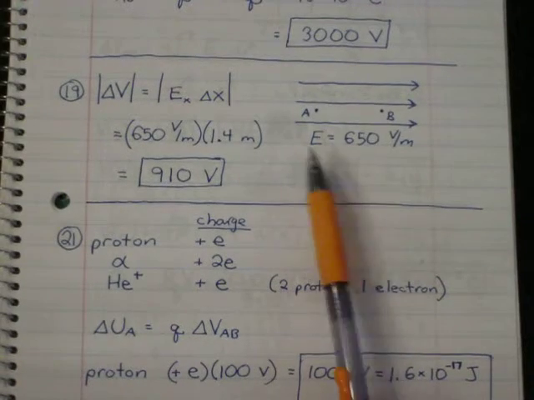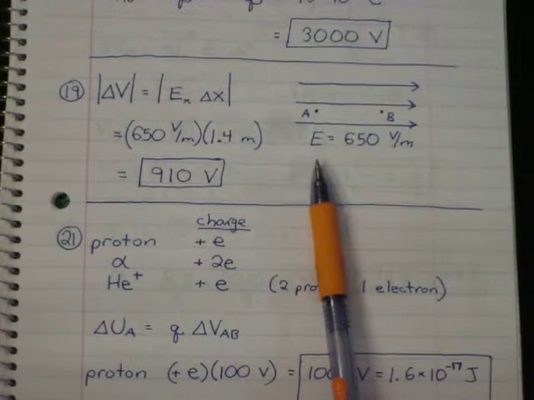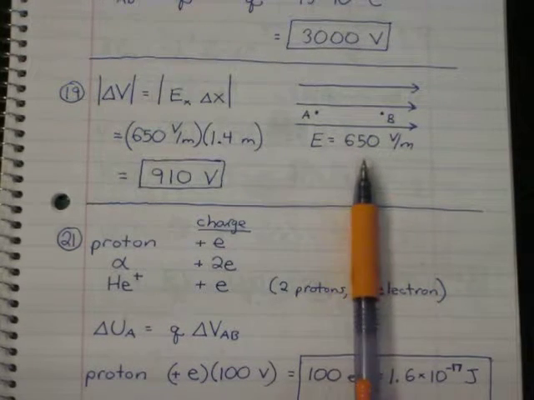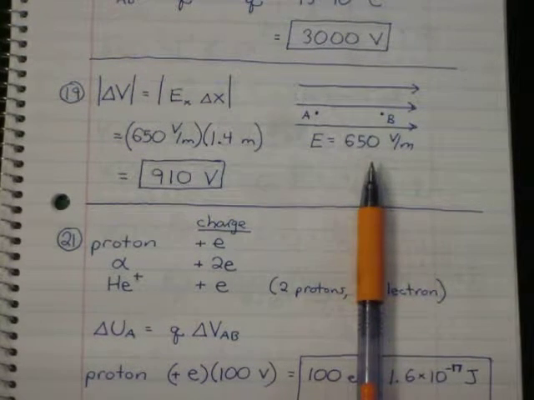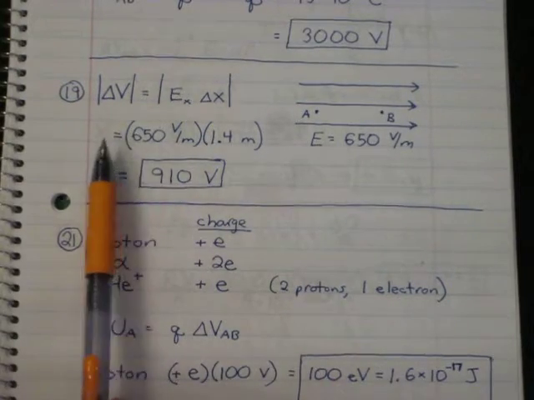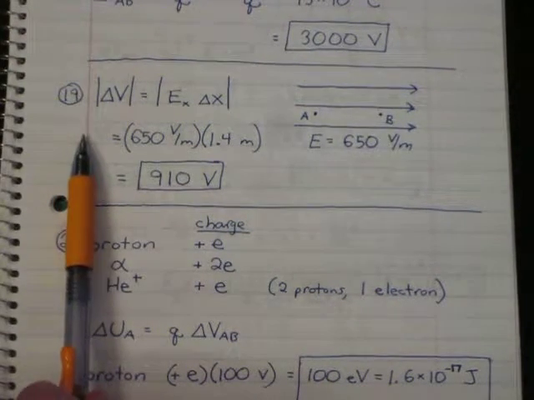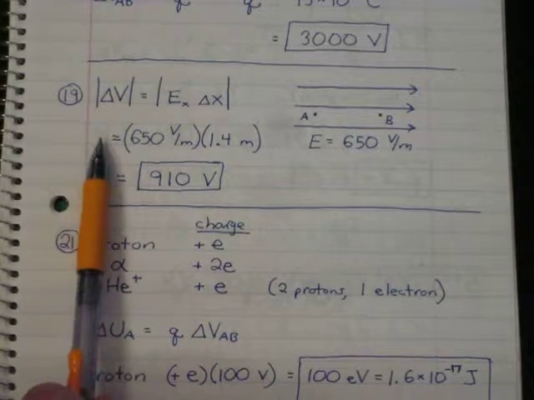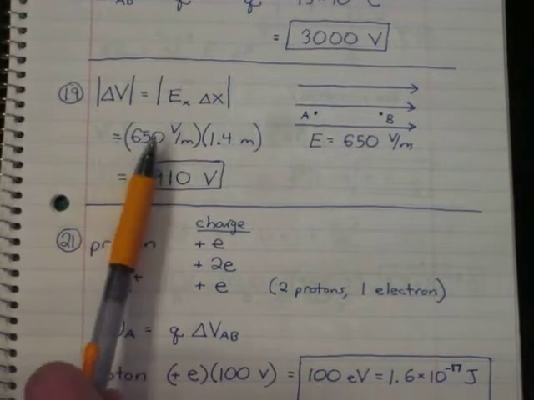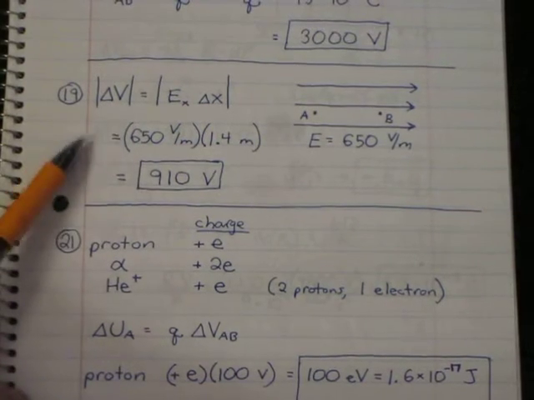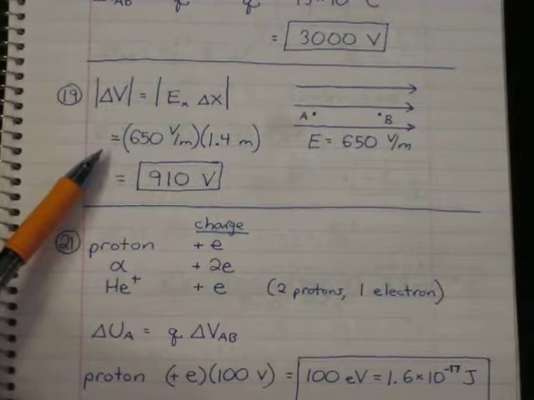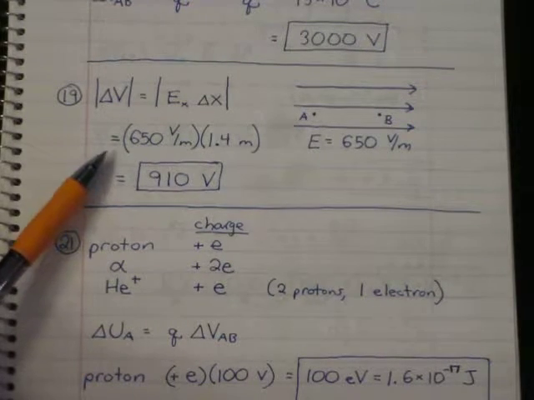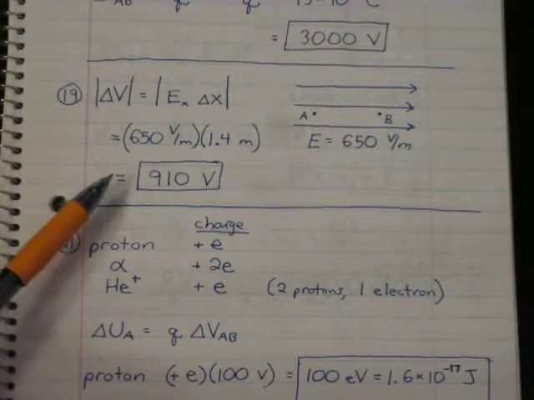Alright, we have a diagram right here. Here's points A and B. The electric field is 650, I wrote it as volts per meter. And so as I did this, I just took the absolute value. Delta V, the voltage difference, is the absolute value of E, or the x component of E, times displacement. So 650 volts per meter times the distance, 1.4 meters, and we get 910 volts.